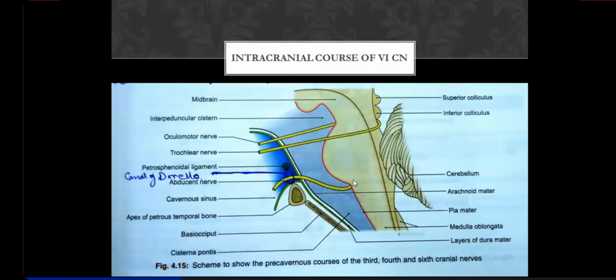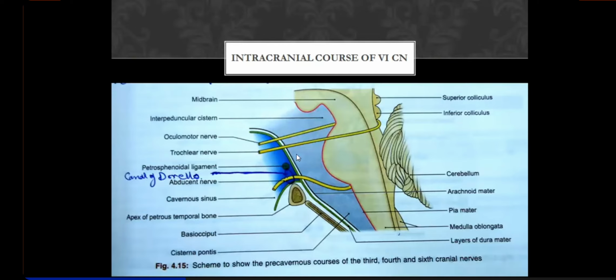Okay. So we are talking about the course of abducent nerve. You can see it is arising from the pontomedullary junction. And remember that this much portion of the brain stem, including the cerebellum, makes up the hindbrain. Hindbrain includes pons, medulla, and cerebellum, and that's called rhombencephalon. The rhombencephalon is further divided into metencephalon and myelencephalon. Metencephalon is pons and cerebellum, and myelencephalon is medulla.